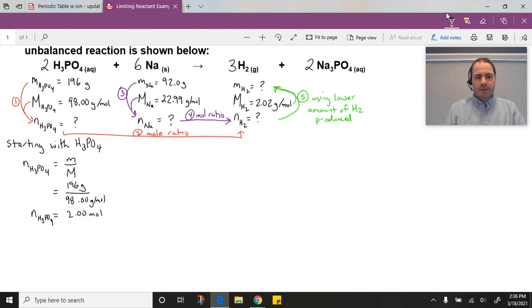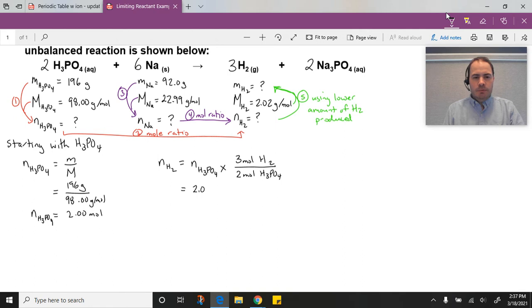Once we've got that moles, now we're going to do our mole ratio. So our mole ratio, we're going to figure out the moles of hydrogen. And we know that's going to be the moles of H3PO4 times the ratio that we find in our balanced chemical equation. So we'll notice the one we want to find is on top. So 3 moles H2 divided by 2 moles of H3PO4. So those numbers, the 2 and the 3, are coming from our balanced chemical equation. They're the coefficients, right? The mole ratio step is where those coefficients get involved.